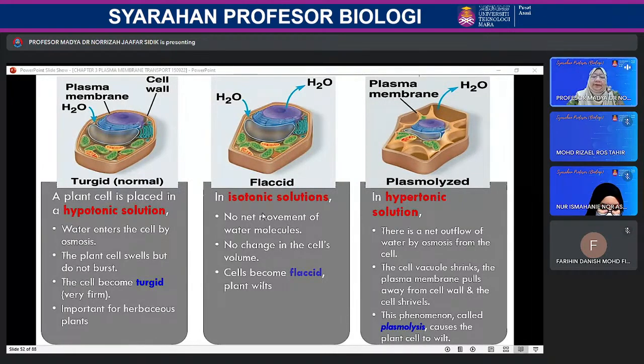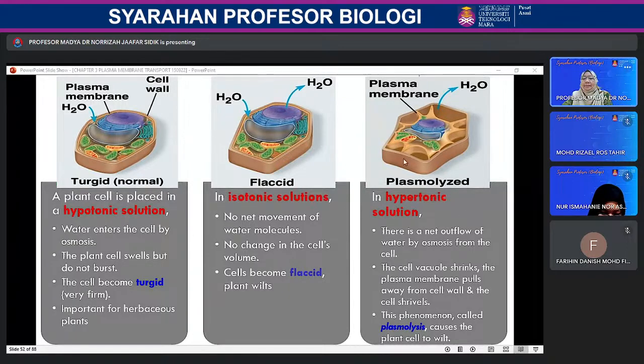Okay, in the isotonic solution, the cell becomes flaccid, then wilted, no change in the cell's volume, right? And then in the hypertonic solution, what happens?